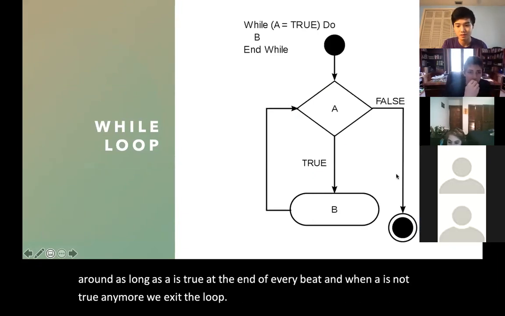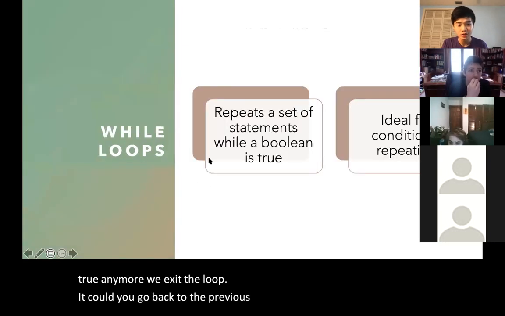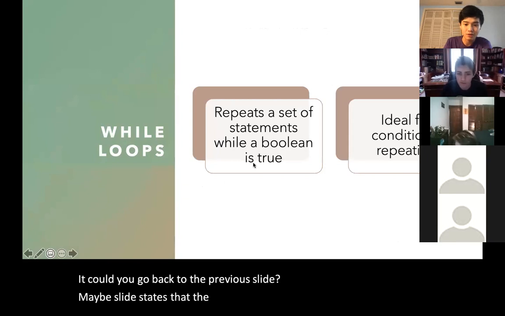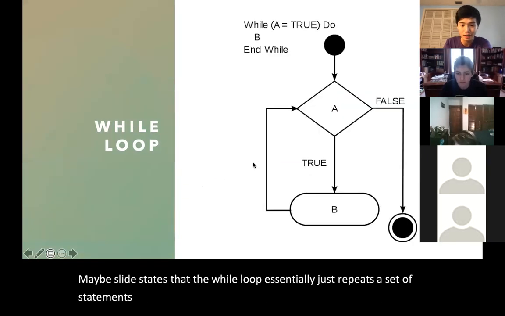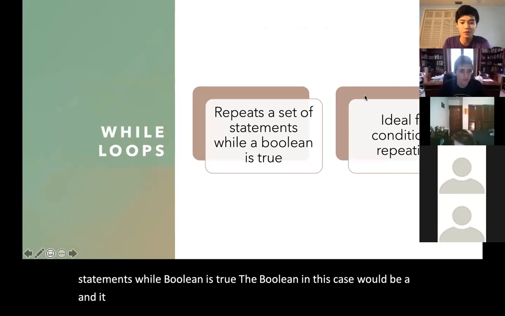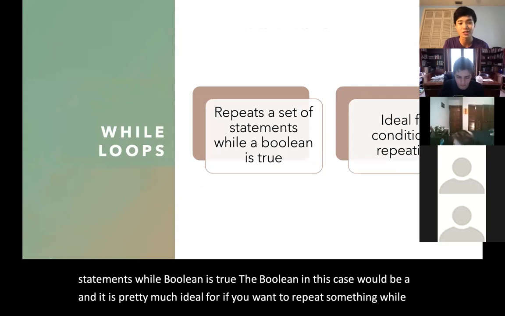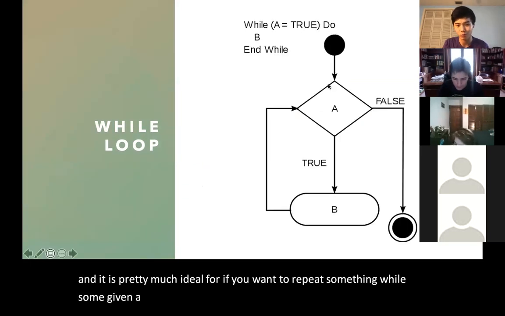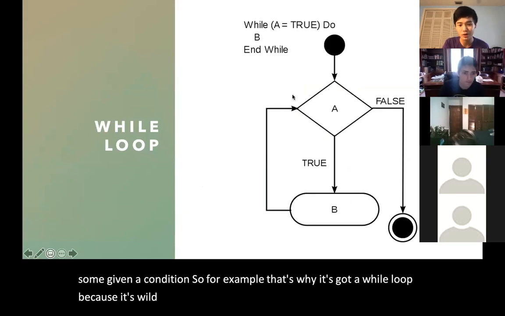Could you go back to the previous slide? Yeah, the previous slide states that the while loop essentially just repeats a set of statements while a Boolean is true. The Boolean in this case would be A. It is ideal if you want to repeat something given a condition. That's why it's called a while loop: while A is true, we keep doing B over and over again.